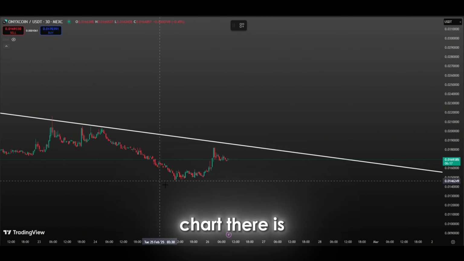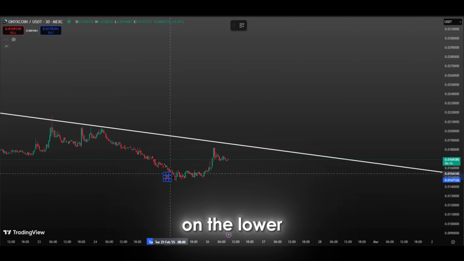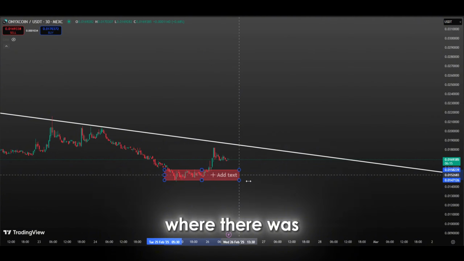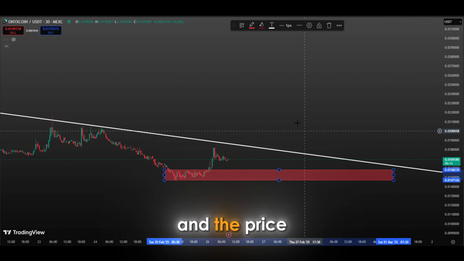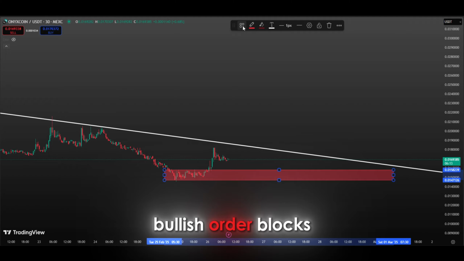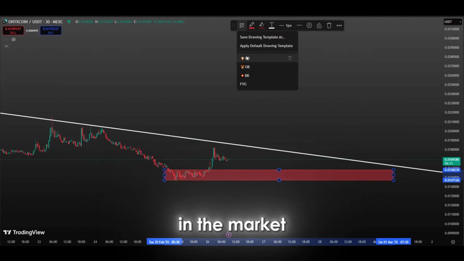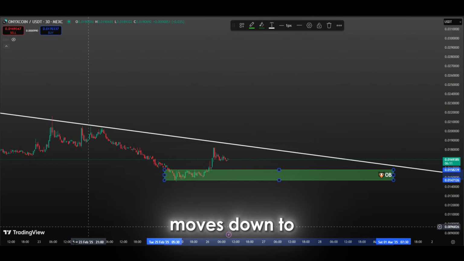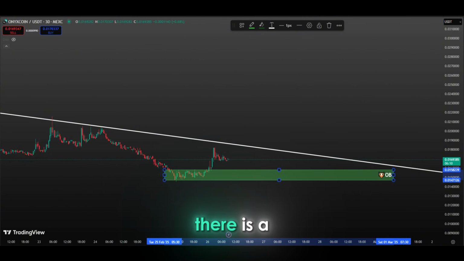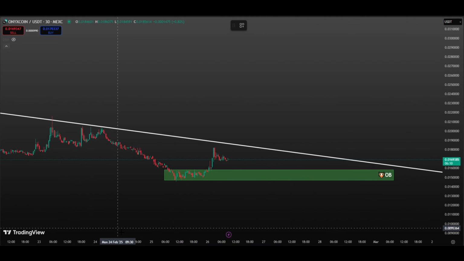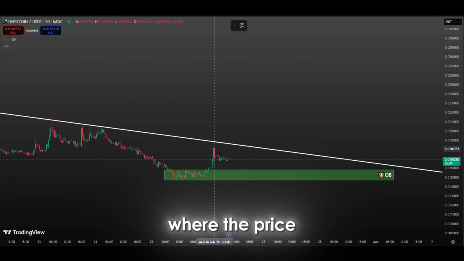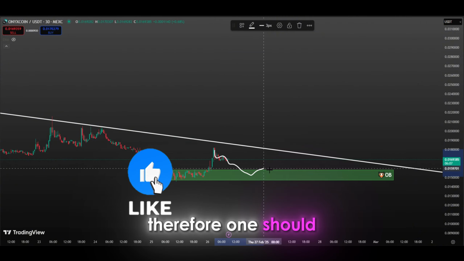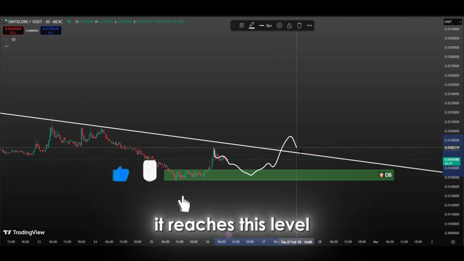And on the chart, there is a strong bullish order block on the lower side of the level where the price is located. This area is notable as an area where there was a lot of interest from buyers earlier, and the price moved upwards. Bullish order blocks are one of the critical levels in the market where large investors and institutional buyers take positions. If the price moves down to this bull order block, there is a high probability that buyers will step in. Usually, such zones are the areas where the price takes a sharp reaction and makes an upward reversal. Therefore, one should carefully watch how the price reacts when it reaches this level.